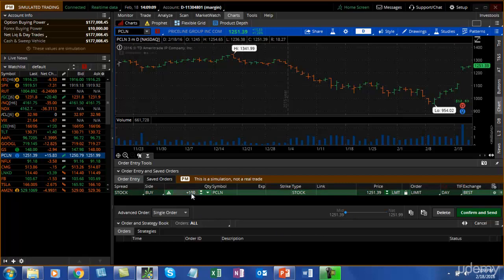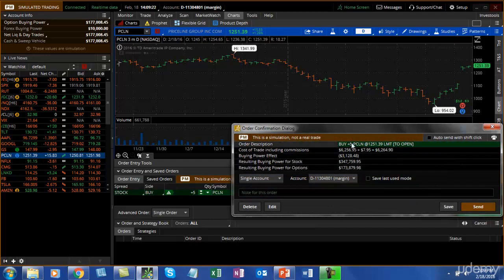And what we'll do is, because it's such a high value stock, I'm going to buy 5 shares. Okay, so let's buy at the mid price, confirm and send. And it'll ask you, okay, you want to buy 5 shares. This is the amount, and you can see the buying power effect is 3,000, not 6,000. The cost of the purchase is 6,256. However, my buying power is going to be reduced by only 3,128.